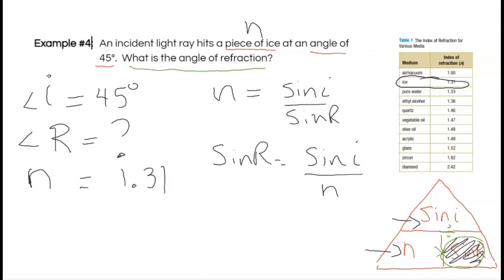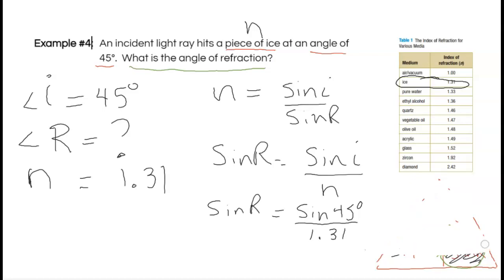Okay, and so now let's input the information that we have. So sine of I, that means the sine of 45 degrees in this case, divided by n, which happens to be 1.31. Now remember that this is giving us just the sine of big R. It's not actually going to give us R. And so I'm just going to erase this little triangle here because I know I'm going to need a little bit more space. So what I'm going to figure out right now is what the sine of R is by just inputting the information in my calculator. So you should do the same, and then we'll check our answers together.